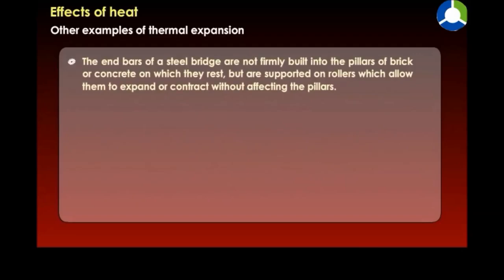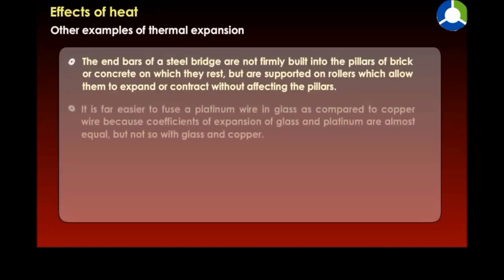The end bars of a steel bridge are not firmly built into the pillars of brick or concrete on which they rest, but are supported on rollers which allow them to expand or contract without affecting the pillars. It is far easier to fuse a platinum wire in glass as compared to a copper wire, because coefficients of expansion of glass and platinum are almost equal, but not so with glass and copper.